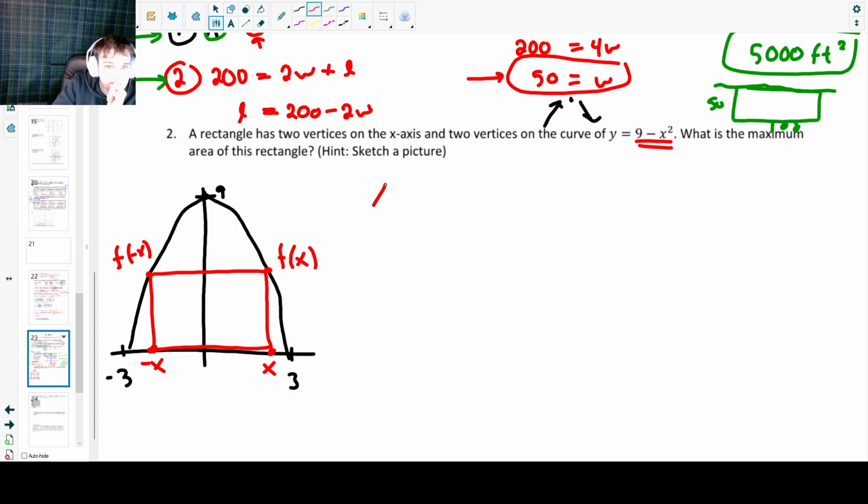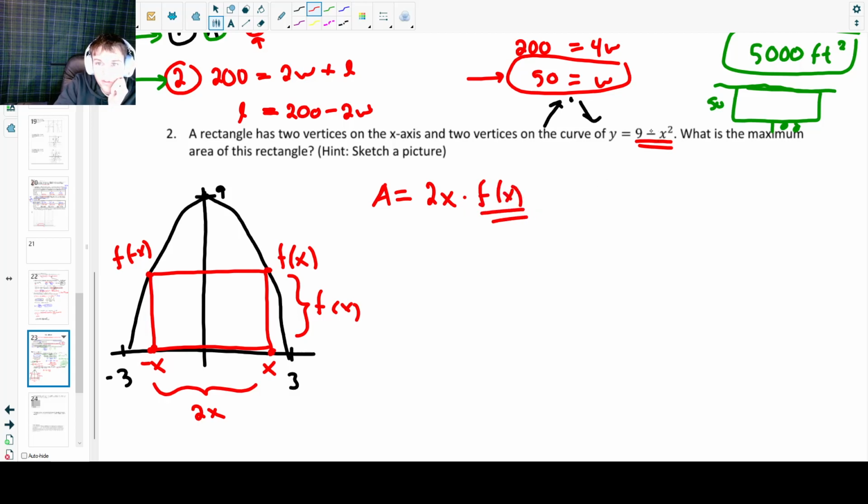So the area is going to be represented by this length here, which is 2x, and then the height is going to be represented by f of x. So we have 2x times f of x. And fortunately for us, we know that f of x is 9 minus x squared.